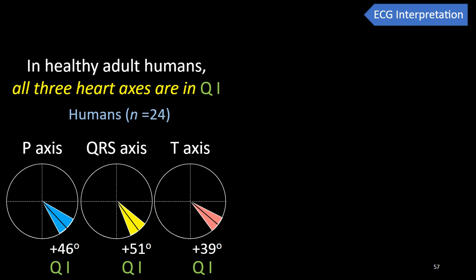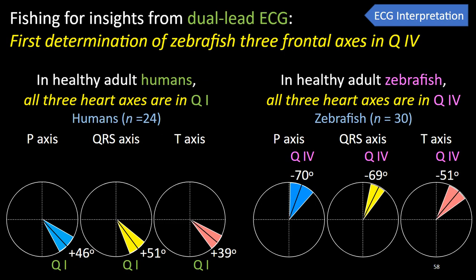From 30 healthy adult fish, we construct 30 fish Einthoven triangles and found that all three fish heart axes align in quadrant 4, not quadrant 1, with both the mean P wave and QRS axis at roughly negative 70 degrees and the mean T wave axis at negative 50 degrees. So we conclude that fish heart axes do not align with those of humans, but are instead reflections across 0 degrees in the Cabrera system.